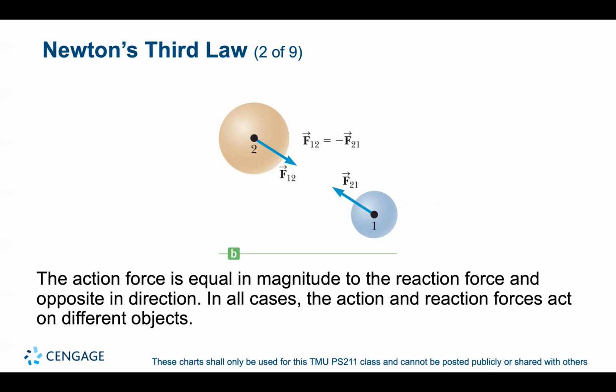The force F12 exerted by object 1 on object 2 is sometimes called the action force, and the force F21 exerted by object 2 on object 1 is called the reaction force. In reality, either force can be labeled the action or reaction force. The action force is equal in magnitude to the reaction force and opposite in direction. In all cases, the action and reaction forces act on different objects.